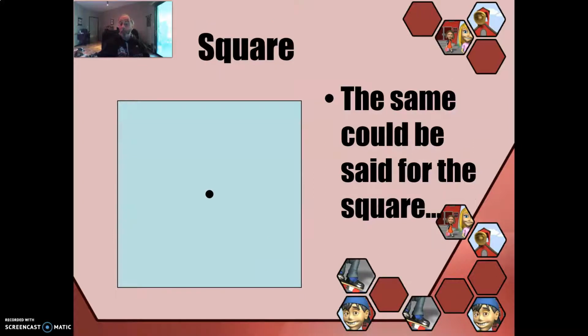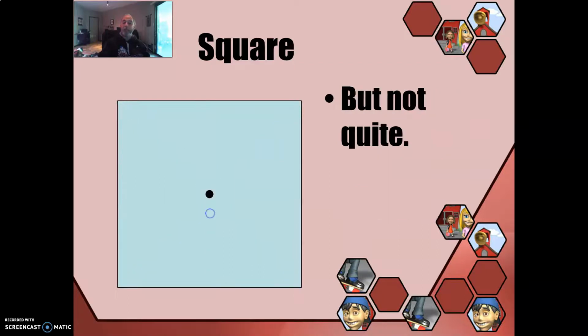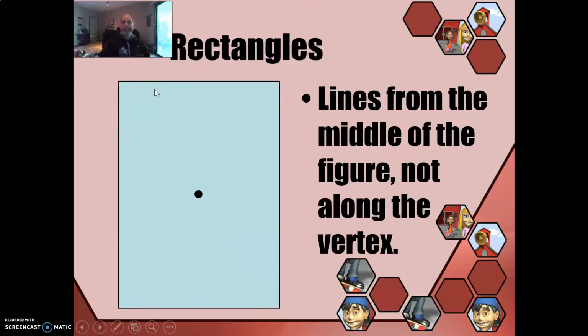The same could be said for a square. I can draw a line of symmetry from either the corners or from the middle of the square. And again, so long as it goes through the center, you have a line of symmetry. However, if I don't go exactly on the middle or exactly on the corner, this is not symmetrical. Neither is that, neither is that, neither is that, okay?